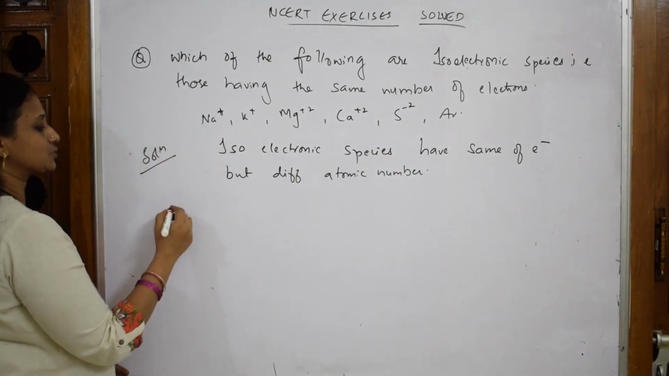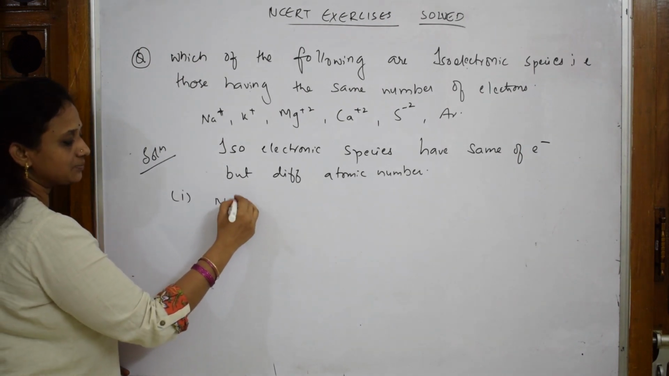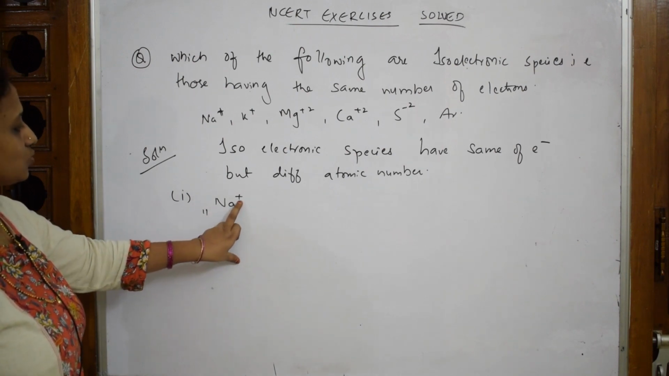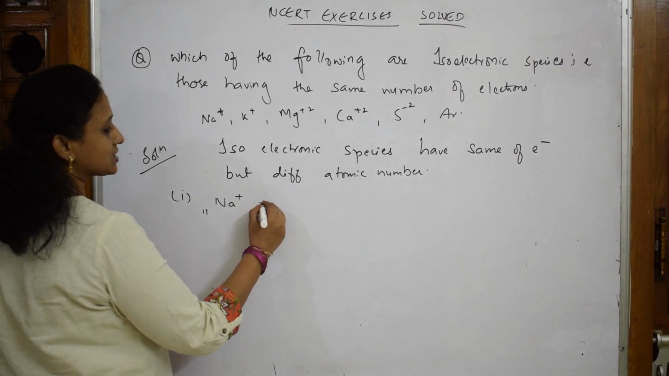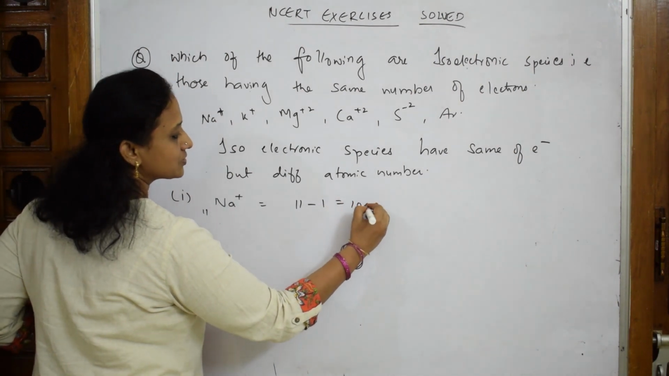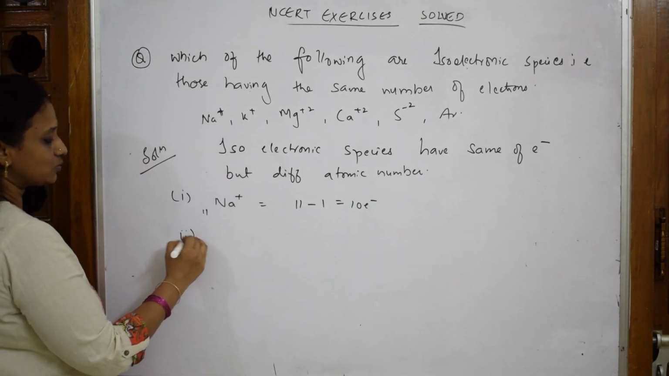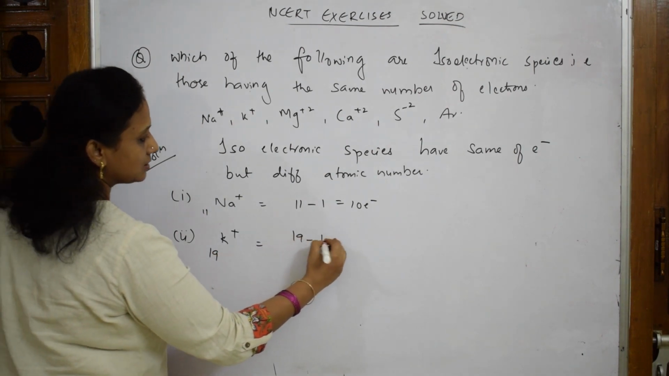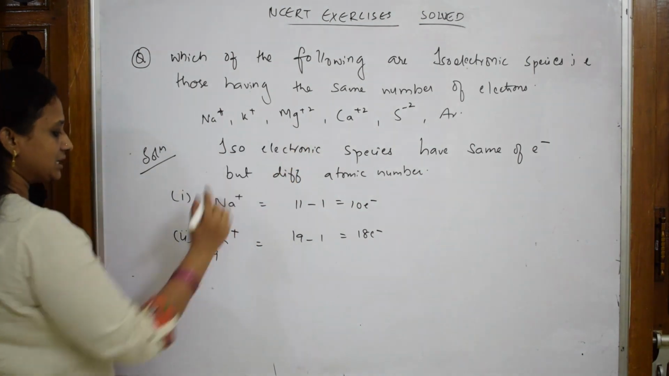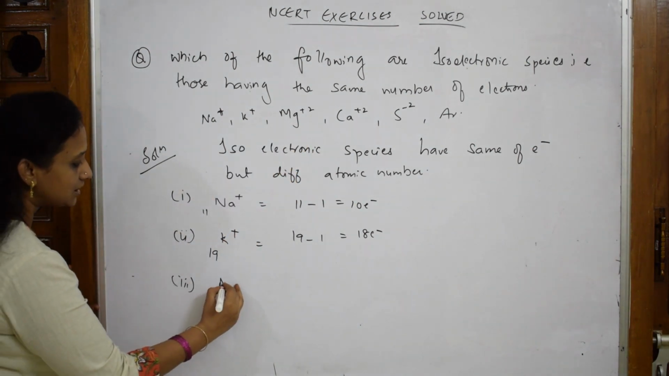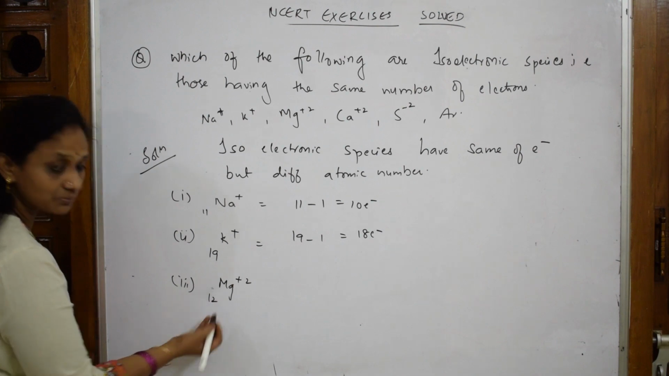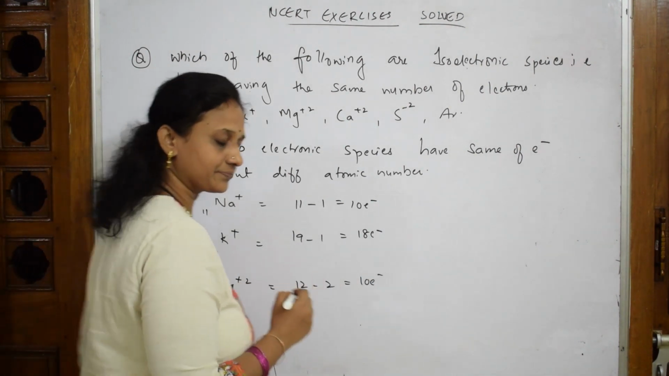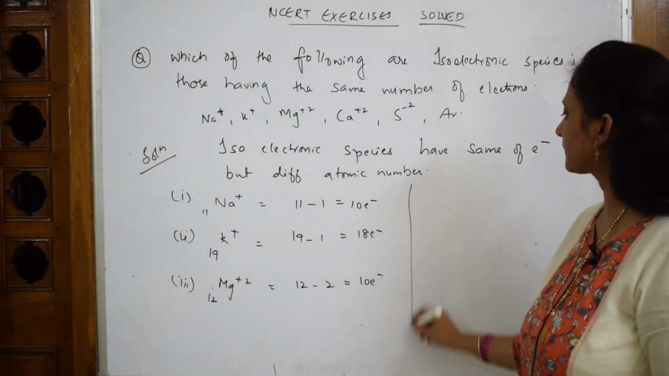Right, let's start with the first one. Now Na plus, take the ion given, write the atomic number 11. There is 1 electron less, plus means less, so 10 electrons. Potassium, the second one, is K plus. Atomic number 19, so 18 electrons. Magnesium, it is Mg plus 2. Atomic number 12, 2 electrons less. So 10 electrons.